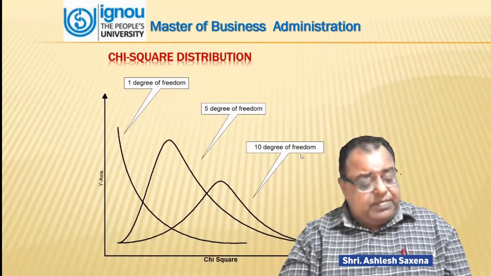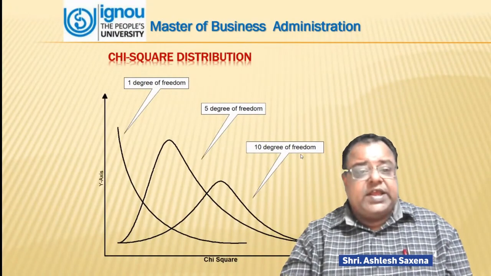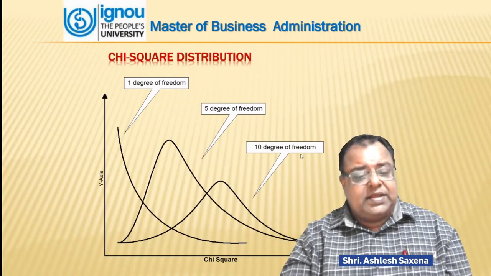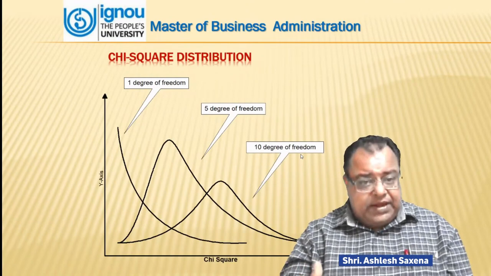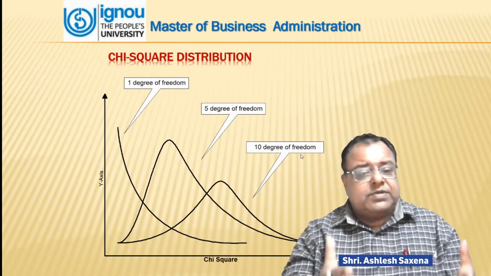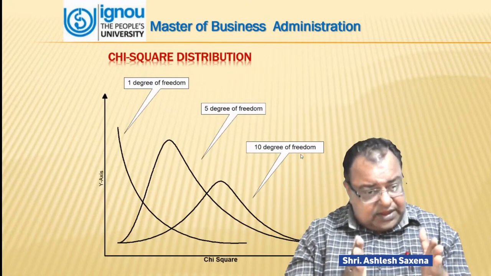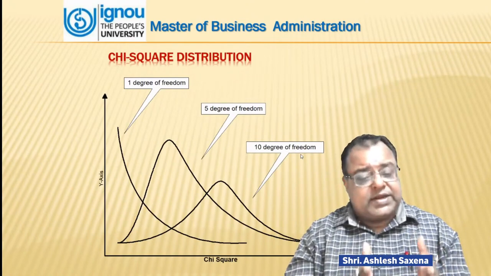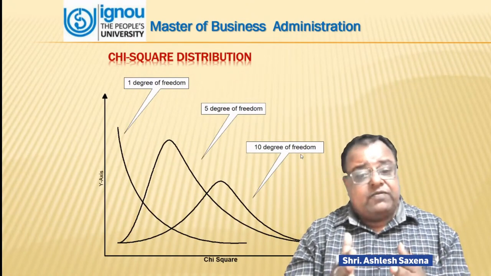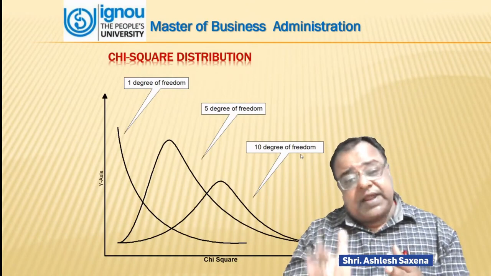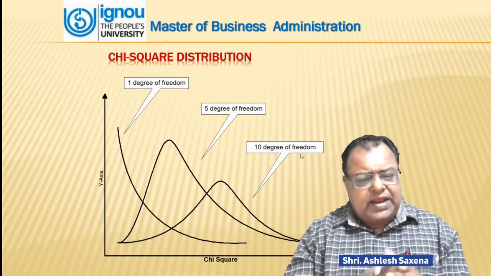In the chi-square test, the basic criterion is degrees of freedom. If we talk about 1 degree of freedom, we can see a graph which is similar to graph number 1. And if degrees of freedom are increased from 1 to 5, it becomes somewhat like the graph which is shown in the center. And if degrees of freedom are increased to 10, we can see that it is shifting like a bell-shaped curve.